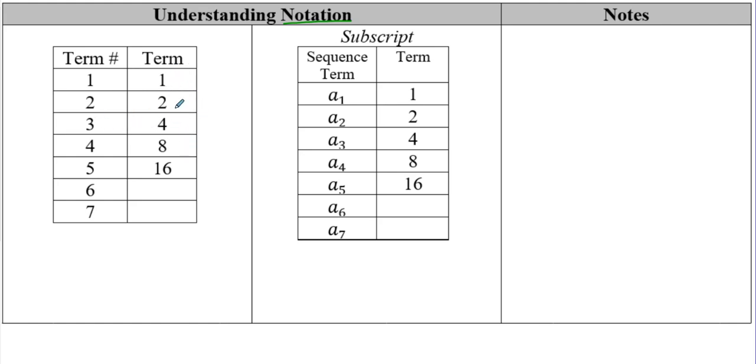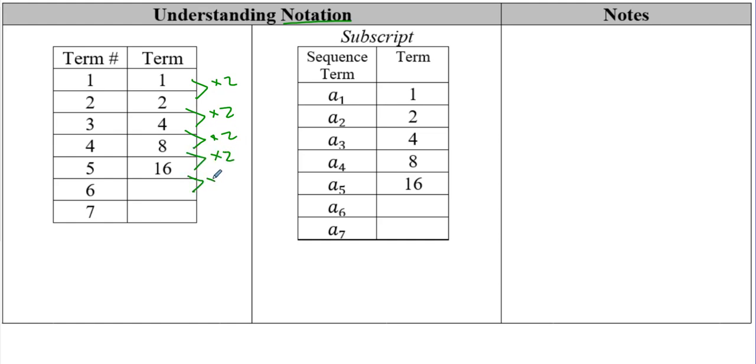So we want to ask ourselves, what are we doing to get from one term to the next? Well, to get from 1 to 2, we could either add 1, right? But if we add 1 to 2, would we get 4? No. What about if we multiply by 2? 1 times 2 is 2. Then 2 times 2 is 4. 4 times 2 is 8. Yep, it looks like we are multiplying by 2. So I'm just going to draw these here. You guys might want to draw those in too.